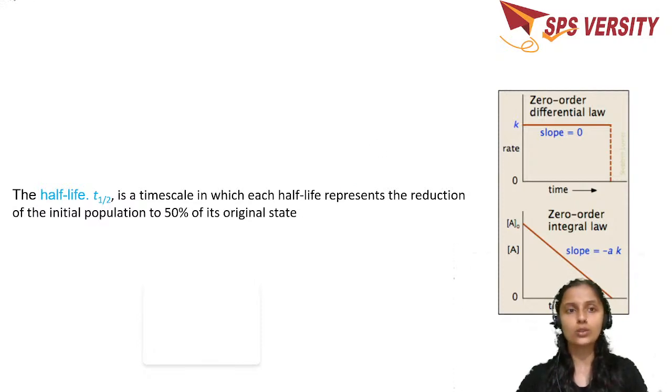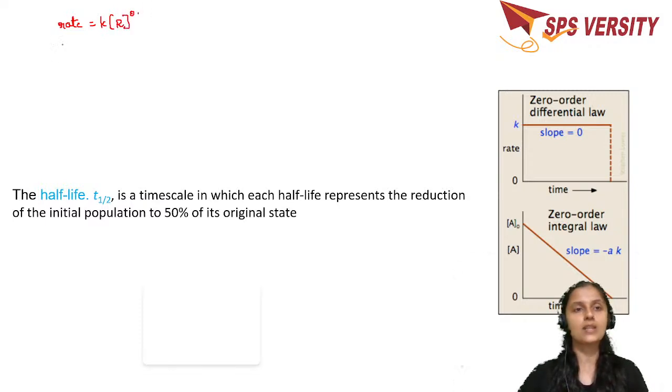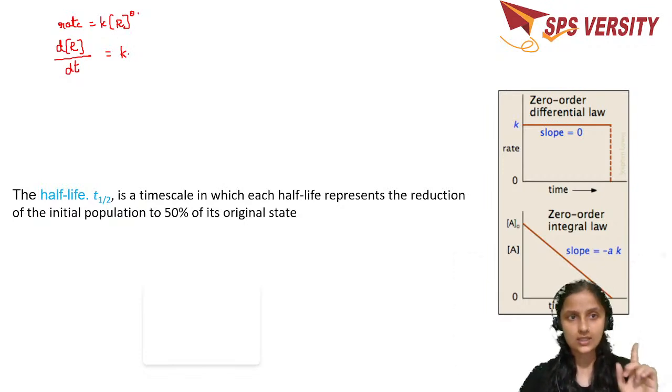So what are we going to do now? We are going to derive it. Rate is equal to K into concentration of the reactant to the power 0. Or I can always write dR by dt. Rate is the change in the concentration with respect to time, which is equal to K into concentration of the reactant, R to the power 0, which is equal to 1. Always the concentration of the reactant decreases, so you have to put a minus sign over here.